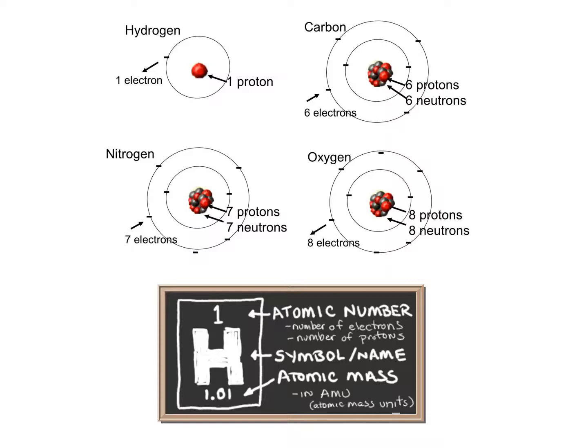Protons have a positive charge. Electrons have a negative charge. Neutrons, which are sometimes found in the nucleus, are going to have a neutral charge. Neutrons typically are going to have the same amount as protons, but in some cases, it doesn't.